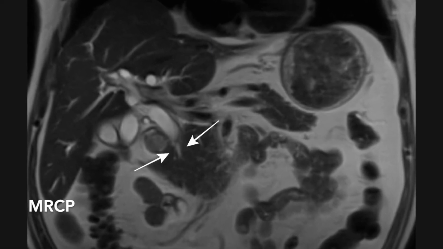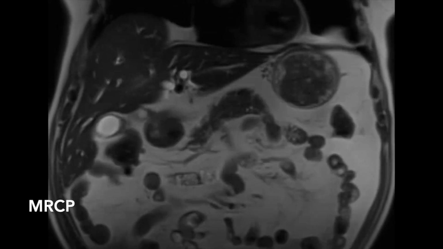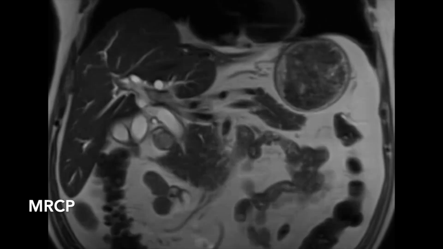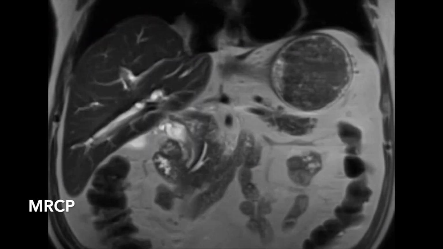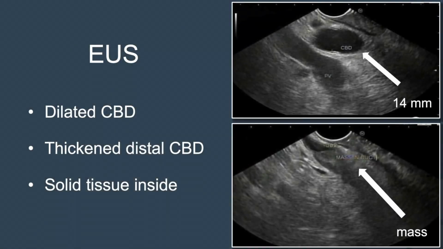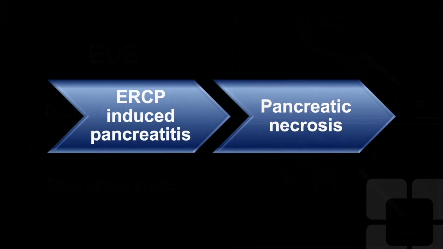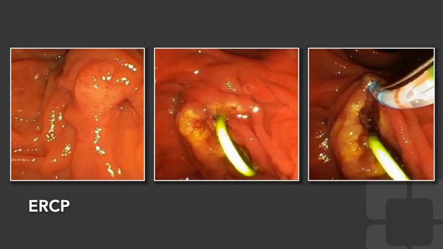He was found to have a distal CBD stricture on imaging. An EUS confirmed a dilated common bile duct which was strictured at the distal end. There was solid tissue inside the common bile duct. Biopsy confirmed it as cholangiocarcinoma.